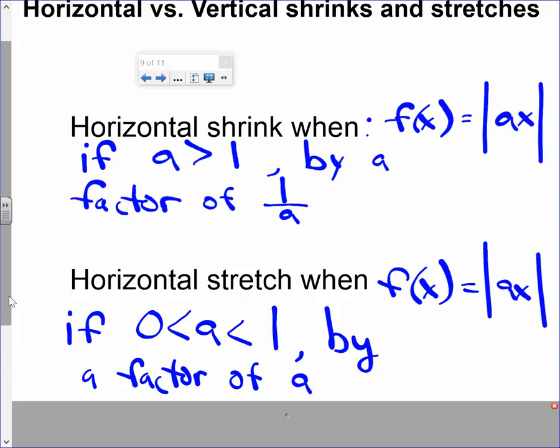So if a is greater than 1, you got yourself a horizontal shrink. If a is less than 1 but greater than 0, in other words, a fraction, this is a fancy way of saying a fraction. If a is a fraction, you're going to have a horizontal stretch. And you just saw that right now with the graphs I just put up. I'll show them to you again as soon as everyone's done writing.